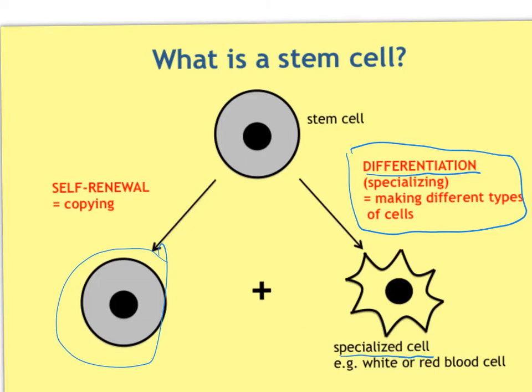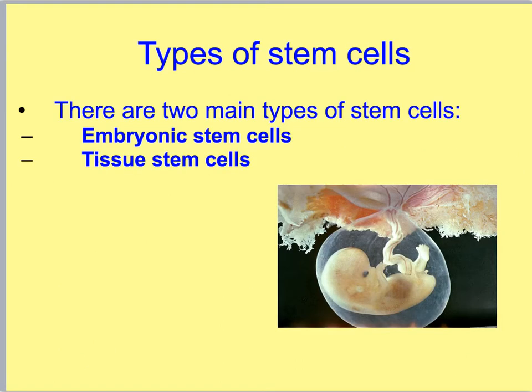But stem cells are able to differentiate or specialise into all sorts of cell types: skin cells, brain cells, muscle cells, etc. So we now know that stem cells can self-renew, that is, make copies of themselves to produce more stem cells, or the stem cell can differentiate or specialise into specialised types of cells. So stem cells are involved in growth and repair, and there are two types, and we'll go on to look at these now. The two types of stem cell are embryonic stem cells and tissue stem cells.